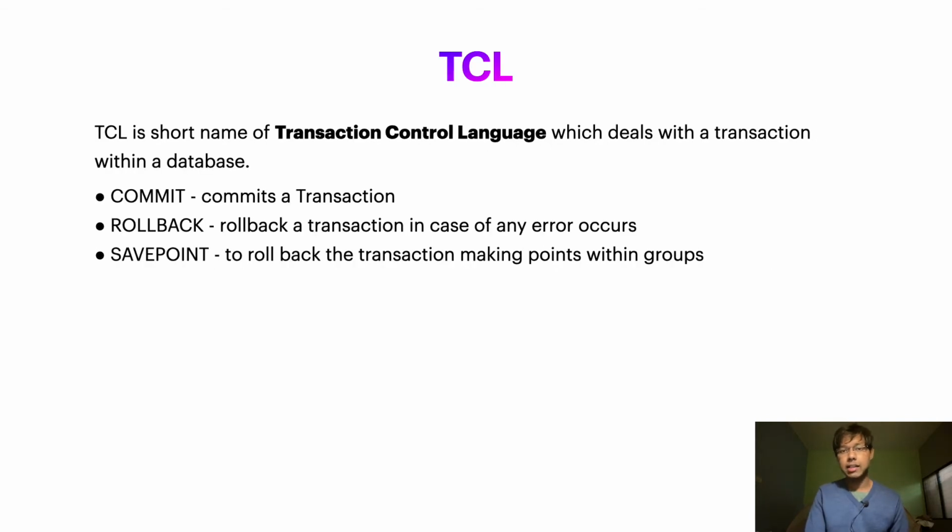Fourth is TCL, Transaction Control Language, which primarily deals with the transactions within the database. And here are some 3 keywords for that. Commit, which commits a transaction; rollback, which rolls back a transaction in case any error occurs; and savepoint. Well, it is created to create a point from which we can roll back. Basically, we use the rollback command in this also.